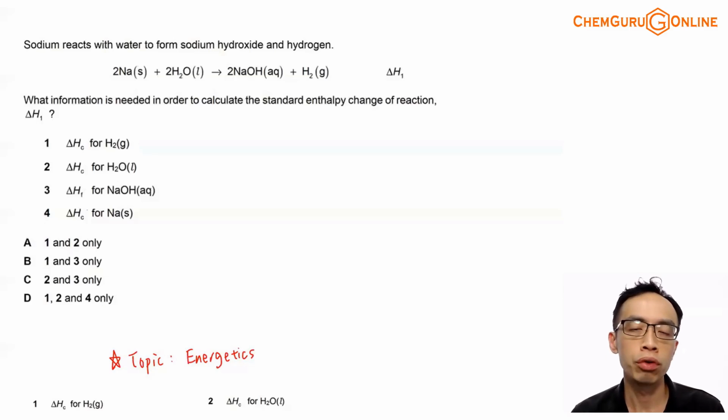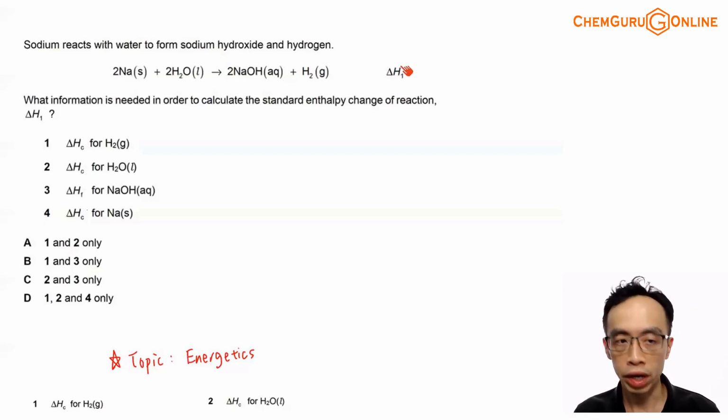Now in this week's video, we want to discuss how to calculate the enthalpy change of the reaction between sodium and water. Now we have the information given here. Sodium reacts with water to form sodium hydroxide and hydrogen. The balanced equation is given and we want to determine the enthalpy change for this reaction between sodium and water to give me sodium hydroxide plus hydrogen gas.